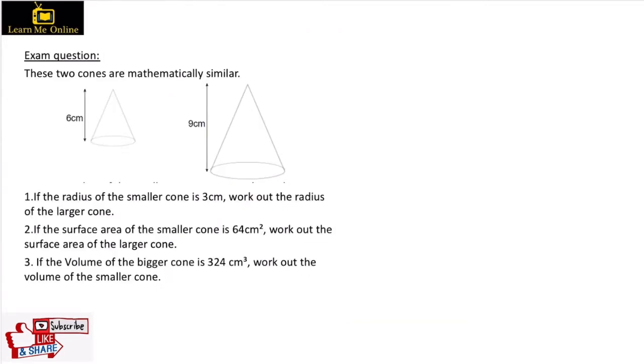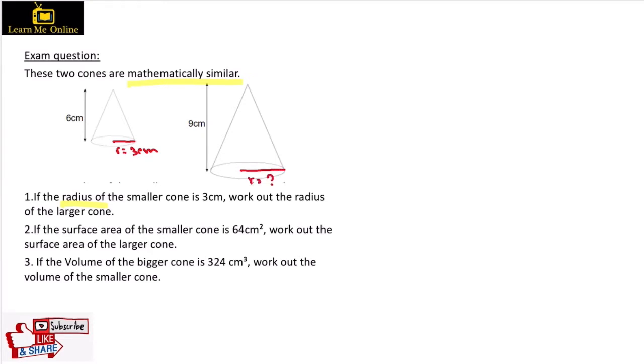So here we have the first exam question, and it says that the two cones are mathematically similar to each other. If the radius of the smaller cone is 3 centimeters, work out the radius of the larger cone. So I'm going to write down that we have been given the radius of the smaller cone, which is r equals 3 centimeters, and we are looking for the radius of the bigger cone.